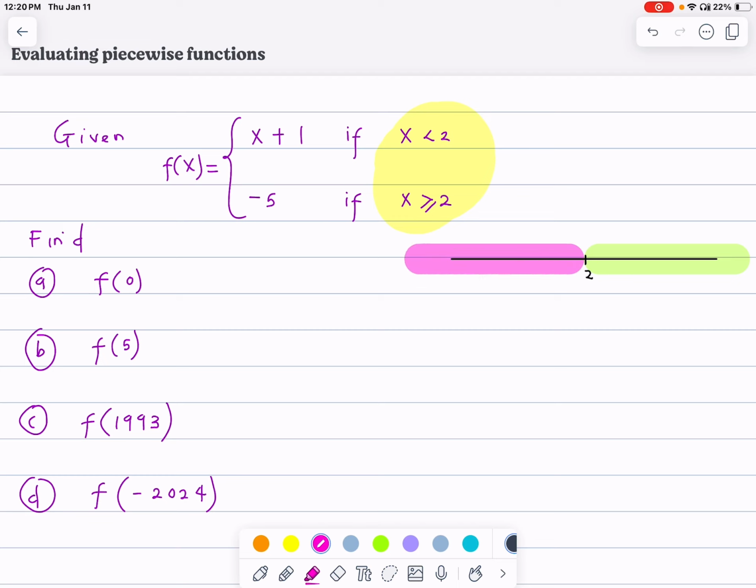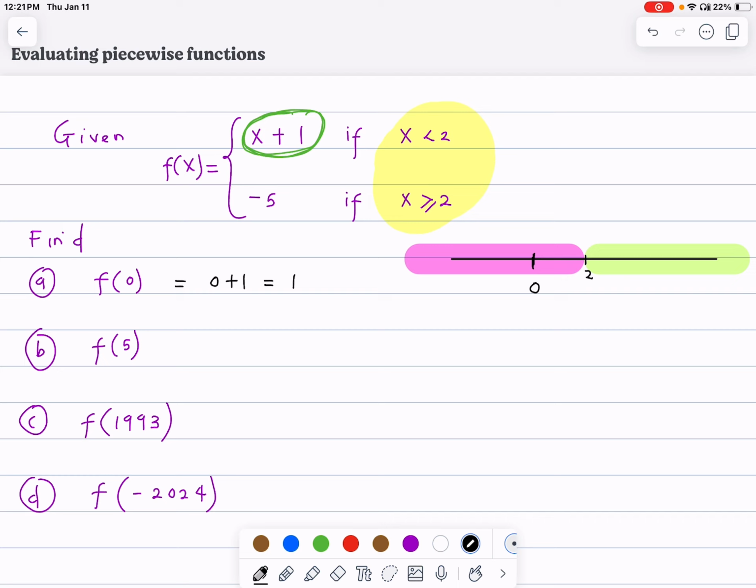So 0, where does 0 fall? 0 falls in the left part, because 0 is less than 2. So since 0 falls in the left part and 0 is strictly less than 2, I'm going to use this part of the function to evaluate f of 0. So I'm going to write 0 plus 1 is equal to 1. Does that make sense? I believe so.